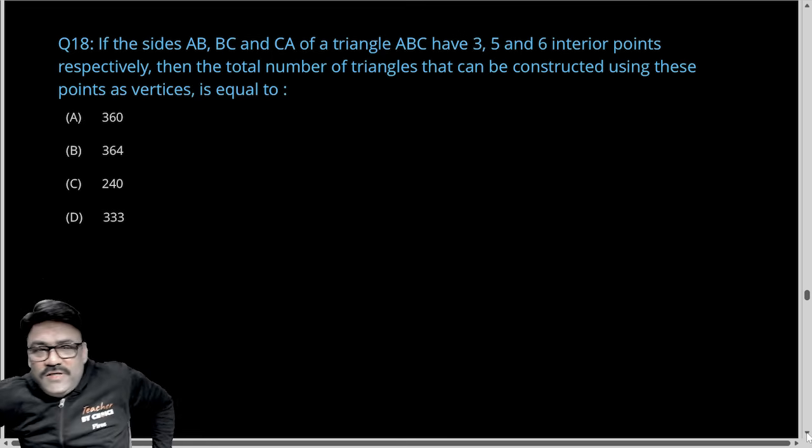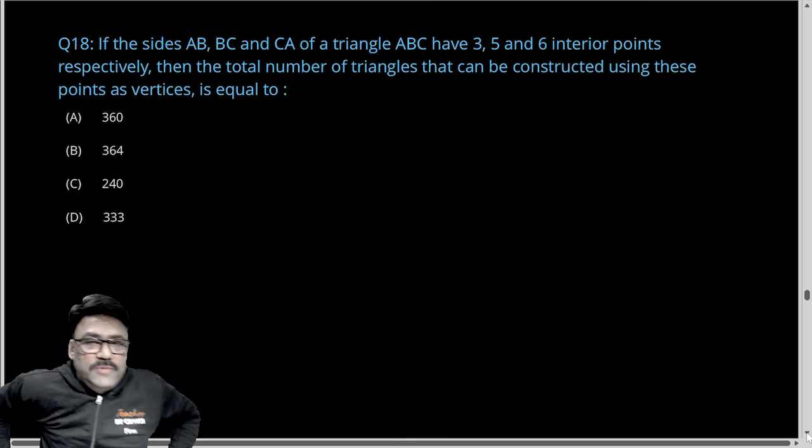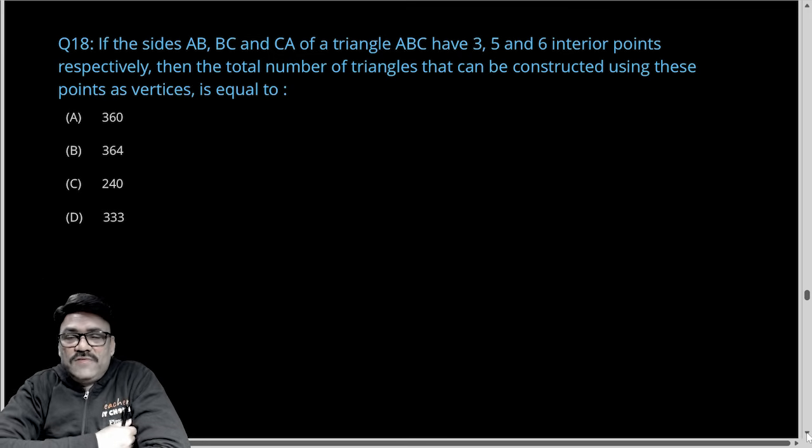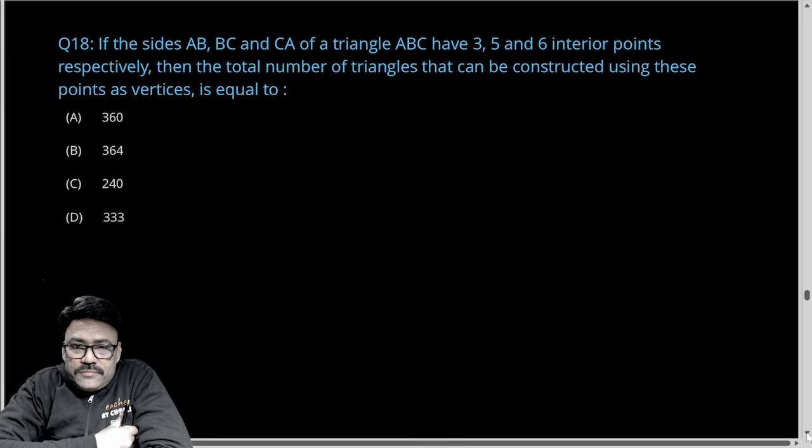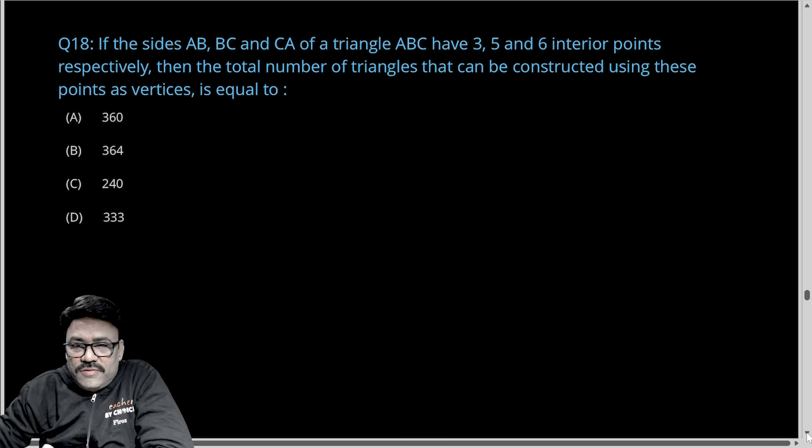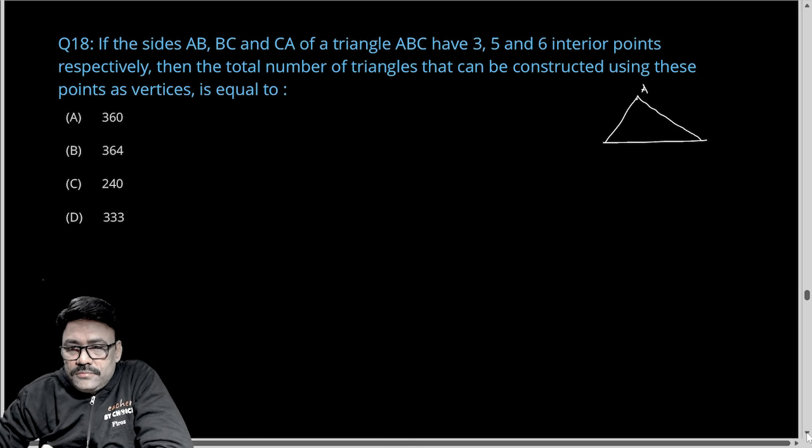Sides AB, BC, CA of a triangle ABC have 3, 5, and 6 interior points. Then find the total number of triangles that can be constructed using these points as vertices. So we have a triangle ABC. On the side AB, we are taking 3 interior points, 5 points on the side BC, and 6 points on the side AC.